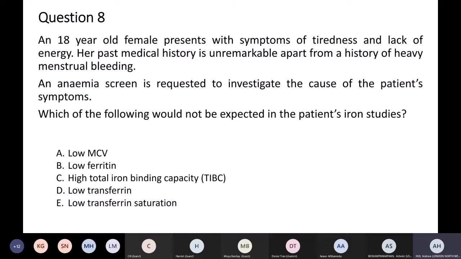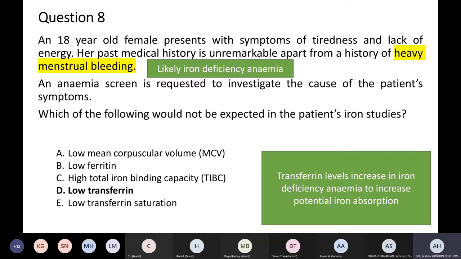Okay, just a few more seconds. All right, so we've got some E's. Actually, the answer that I have here is D, actually. So, of course, the heavy menstrual bleeding can produce iron deficiency anemia.